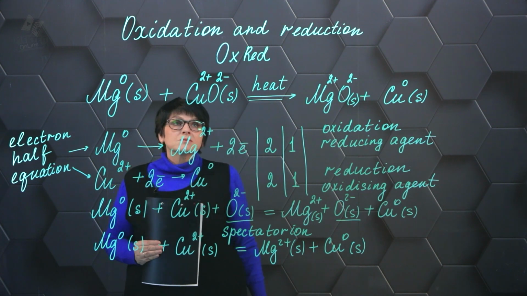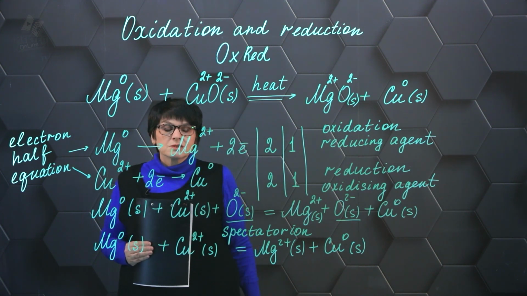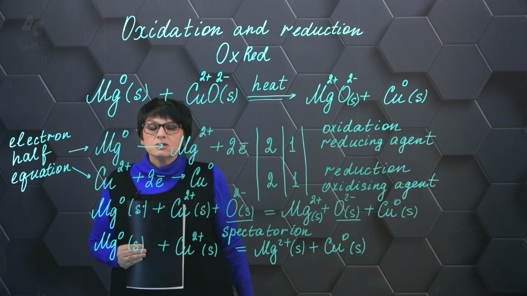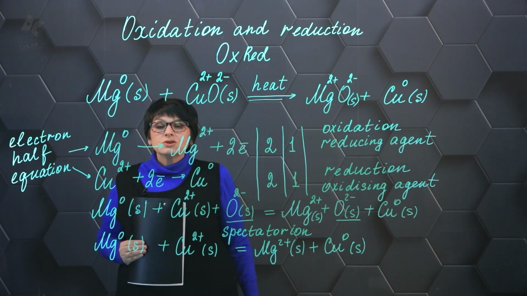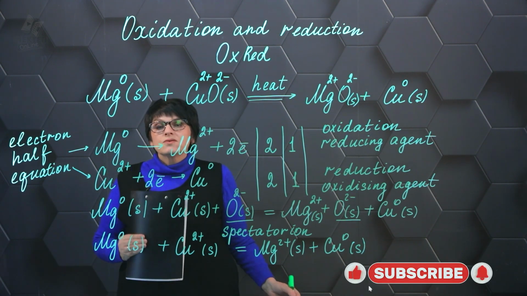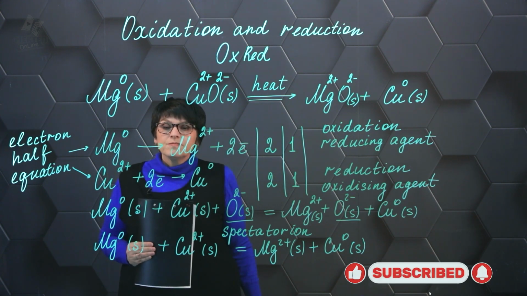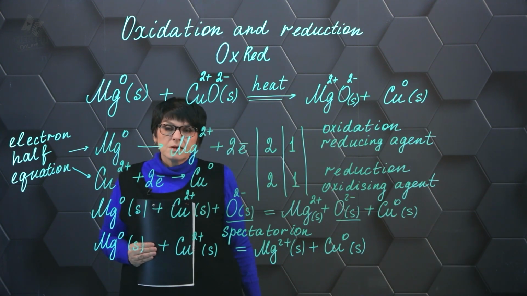So today we looked at the redox processes. Now we have figured them out in more detail. I hope this is understandable. Well, in the next lessons we will learn how to select coefficients in such equations using a special method, the electronic balance method.